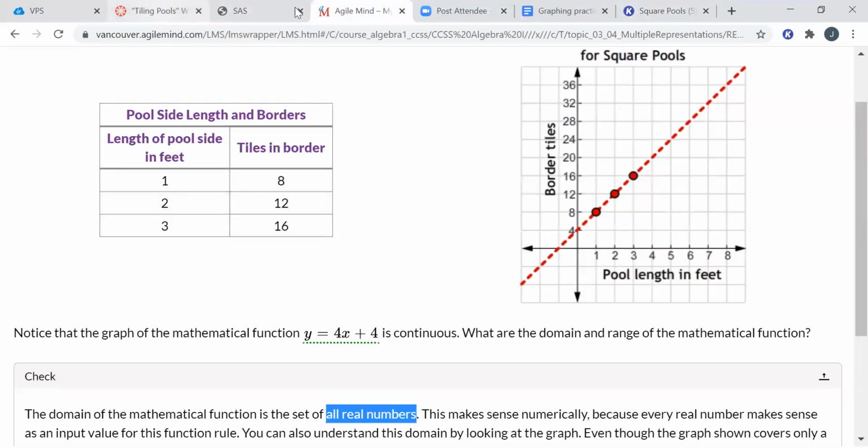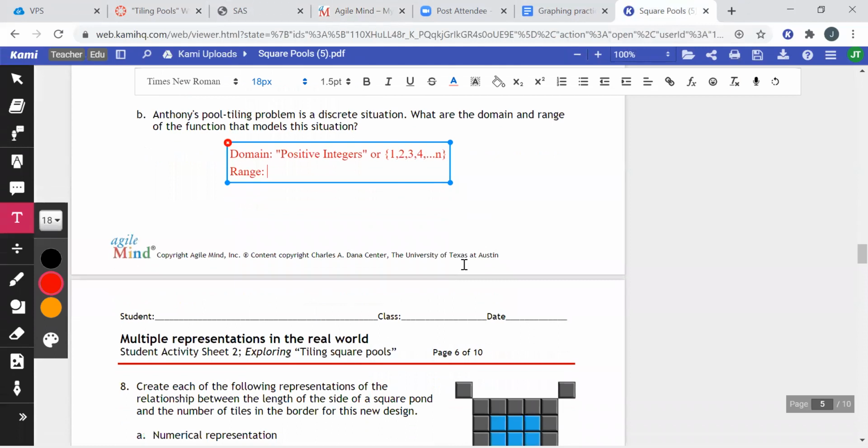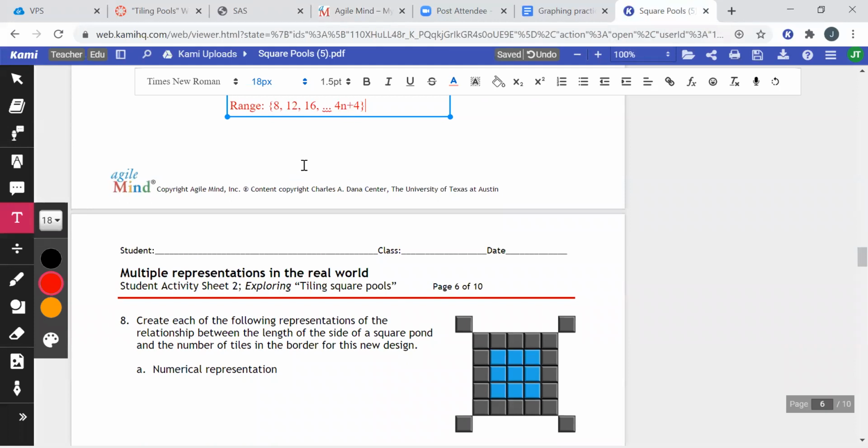So we could say something like this. Rather than just saying positive integers like the other one, I might say something like 8, 12, 16, ... Remember that ellipsis means going on forever until you get to, well, we had 4n plus 4. So anything where I plug in an n, these guys, and I use the formula, will give me the range. So if n was 100, I would get 404. 4 times 100 plus 4, and so on and so forth. Oops, I used the wrong type of thing. Remember, we always use braces when we're listing numbers. We use those weird ones.